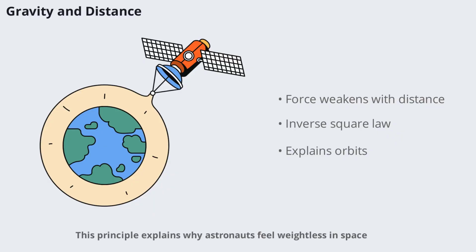This principle explains why astronauts feel weightless in space, far from Earth's surface, and why the sun's gravity keeps planets in orbit even though they're millions of kilometers away. Understanding this relationship helps us predict the motion of celestial bodies and design satellite orbits.